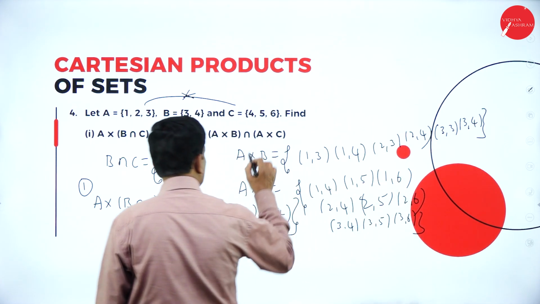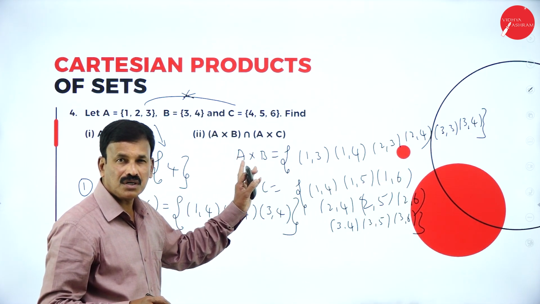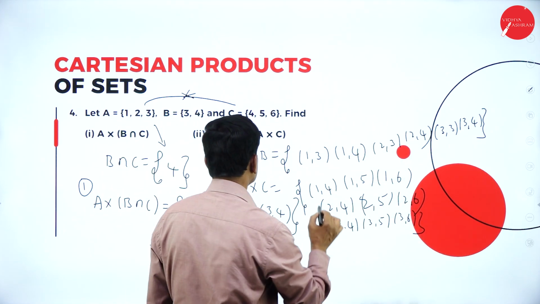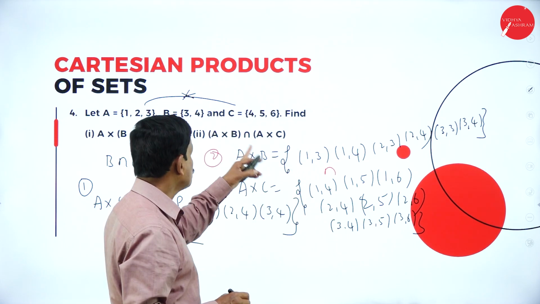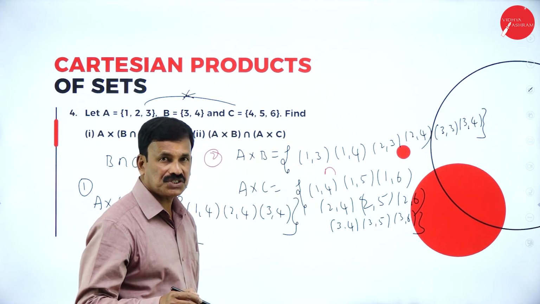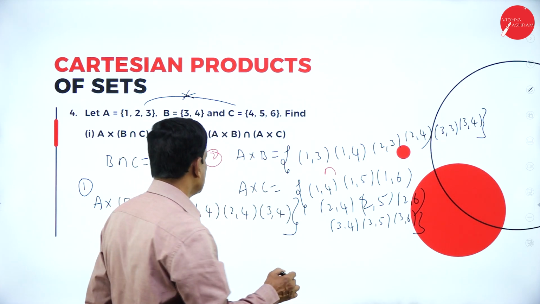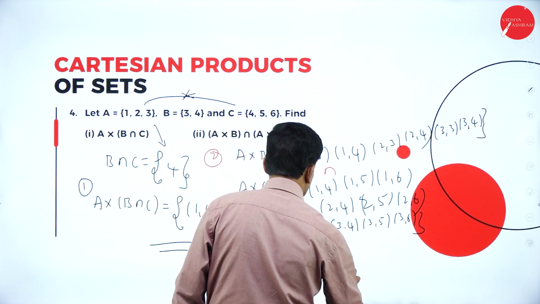Now, these two are connected by the intersection. So, A cross B intersection A cross C. The intersection is nothing but the common elements. So, what is the common here?